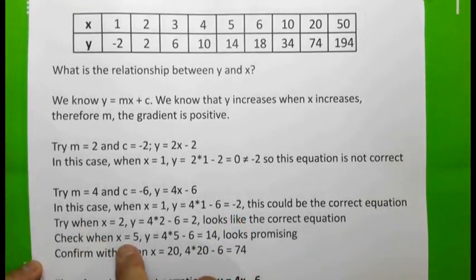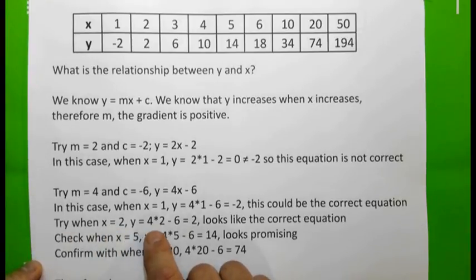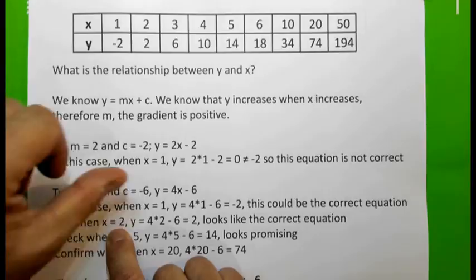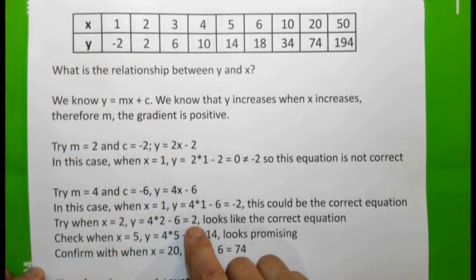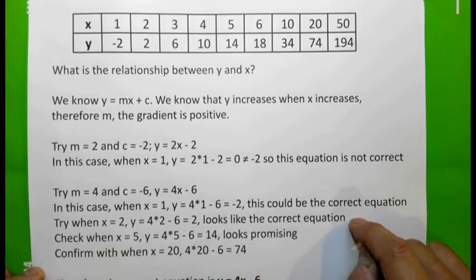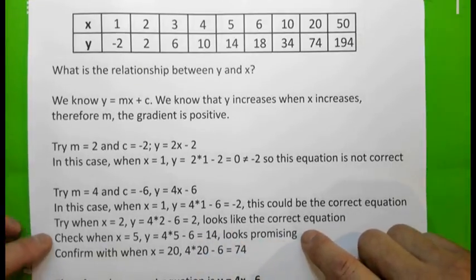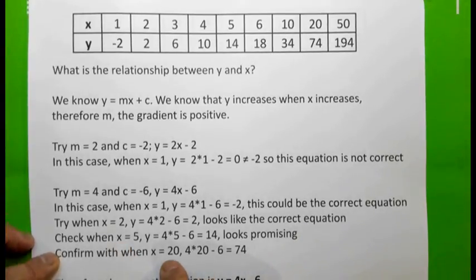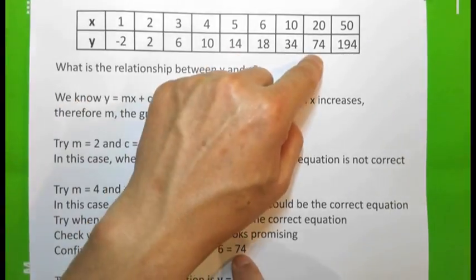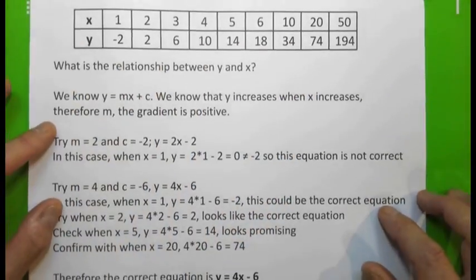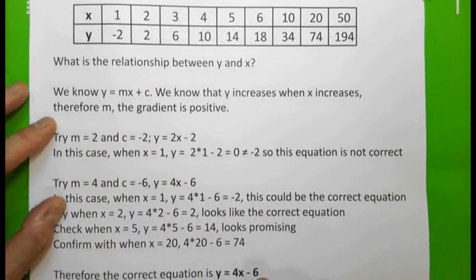Let's confirm it when x equals 2. So when x equals 2, substituting into this equation is 4 times 2 minus 6 equals 2. Looks like it's a correct equation. Now, check again with x equals 5 and x equals 20. Both of them look correct. So therefore, in this case, the equation is y equals 4x minus 6.